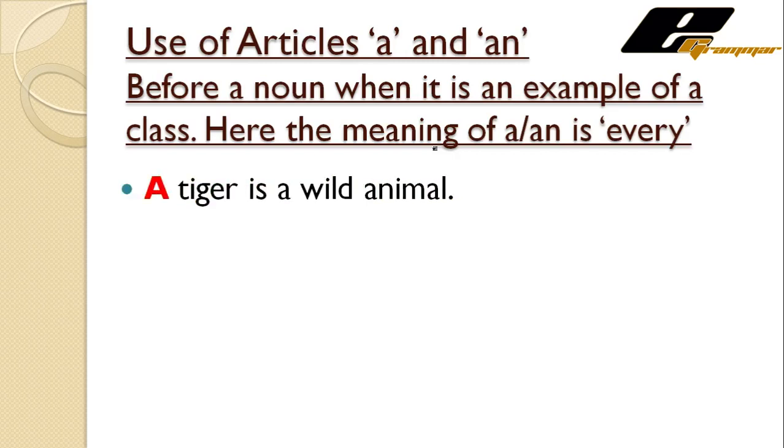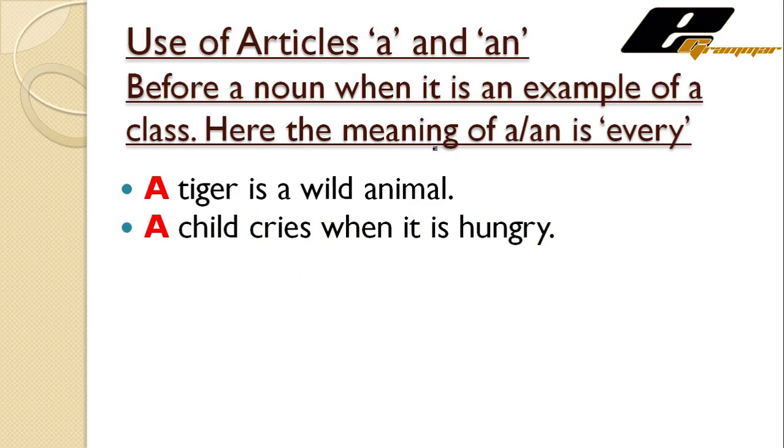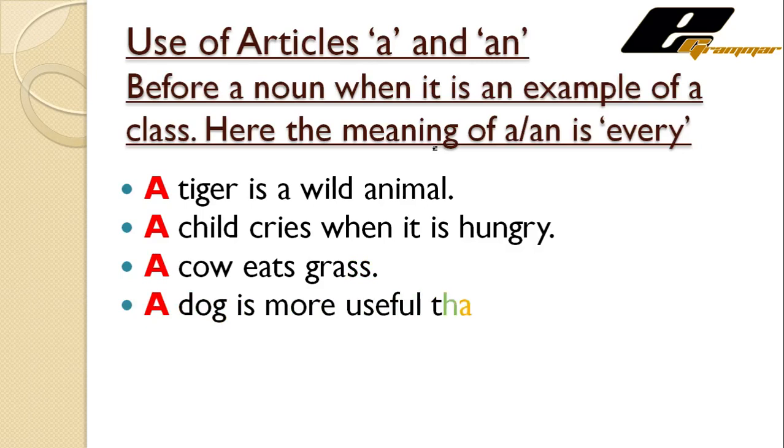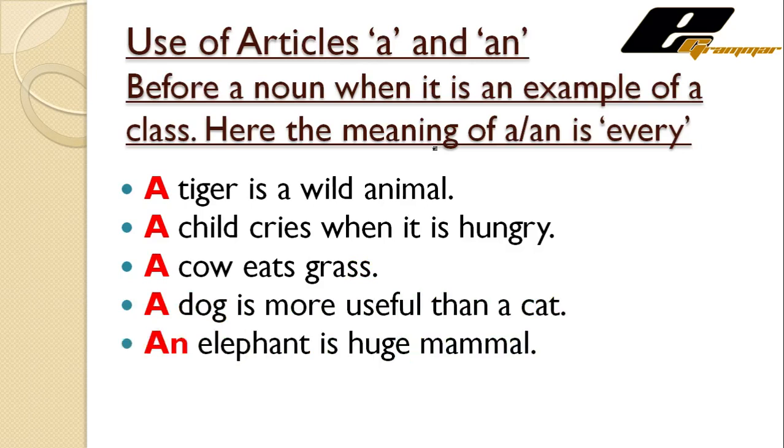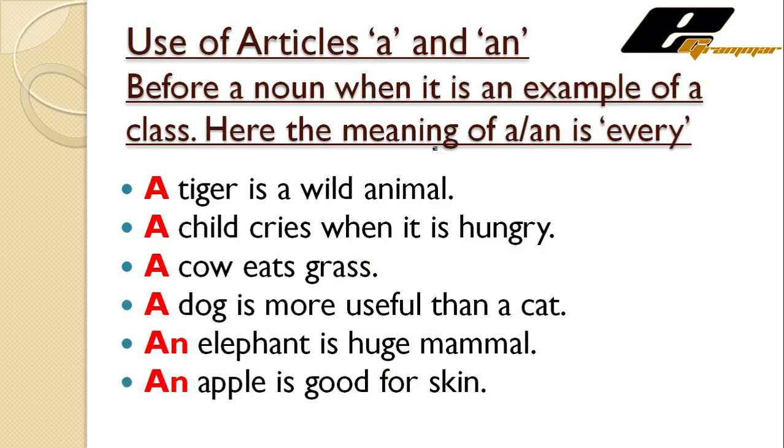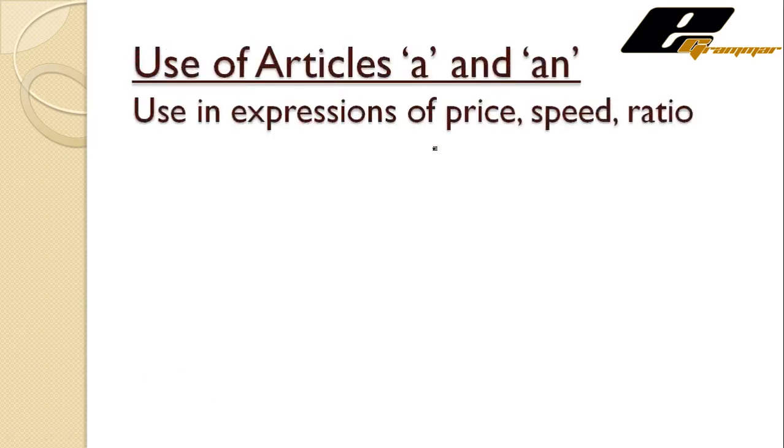A tiger is a wild animal. So you know that a tiger is a wild animal. A child cries when it is hungry. A cow eats grass. A dog is more useful than a cat. An elephant is a huge mammal. An apple is good for skin. Understood? Now let's move to the next part.